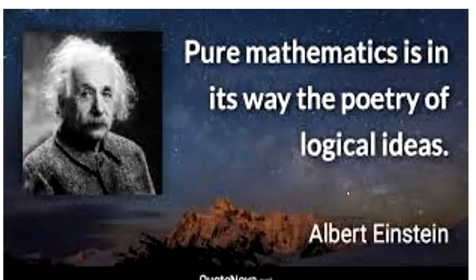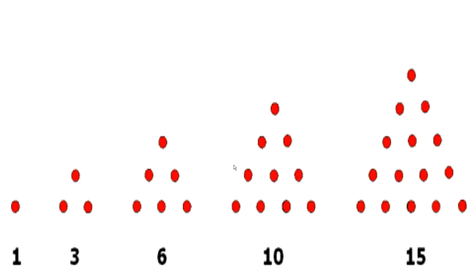Once Einstein said, pure mathematics is like a poetry of logical ideas. So if you understand the logical ideas behind a particular problem or situation, you will definitely be able to understand the problem very easily. So don't look at maths as a critical problem or difficult formulas to memorize. Just understand them like a pattern or a sequence so that you can form your own formulas. Here see 1, and there is a pattern: 3, 6, 10, 15. This will get into your mind so easily if you form a pattern.